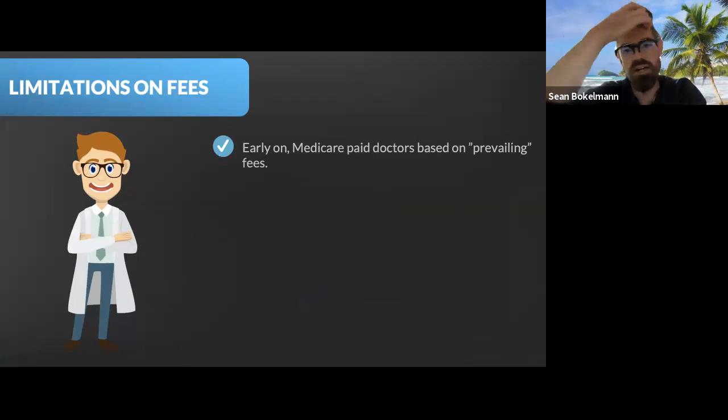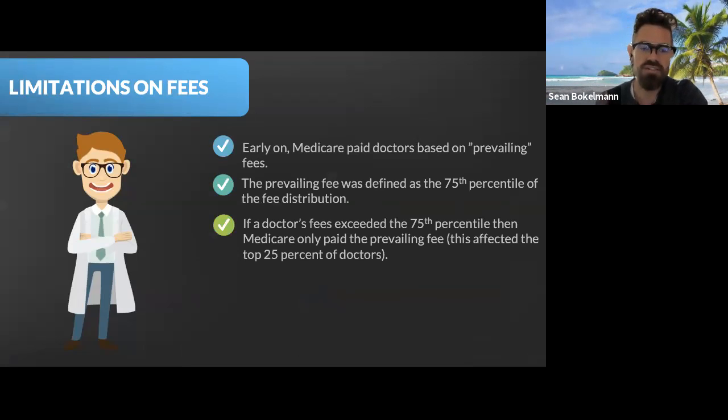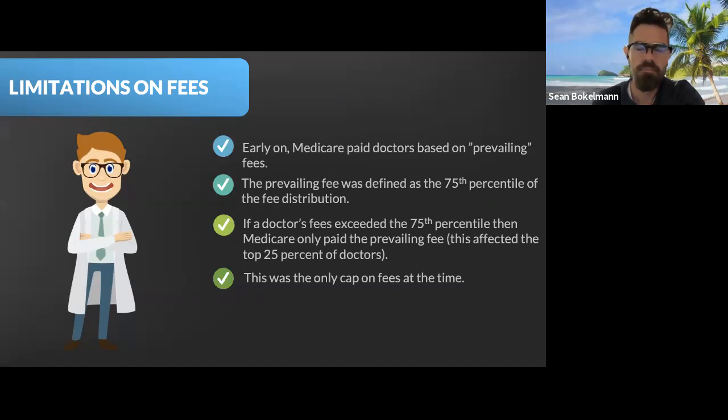So early on in the program, doctors were paid based on what were called prevailing fees. And the prevailing fee was basically just definitionally defined as the 75th percentile of all fees. And so basically what happened is if a doctor's fees exceeded that percentile, then Medicare would only pay the prevailing fee. And so this basically affected the top 25% of doctors in terms of their fees. At the time, this was the only cap. This was the only limitation on fees at the time.